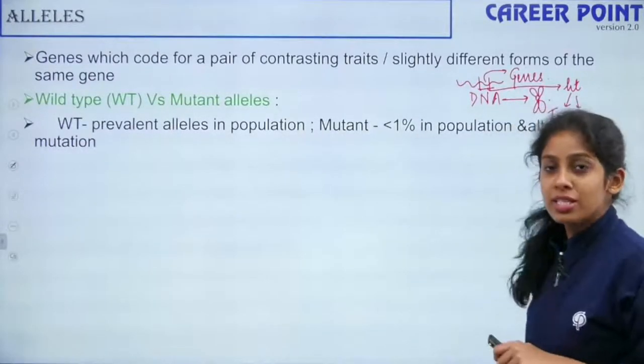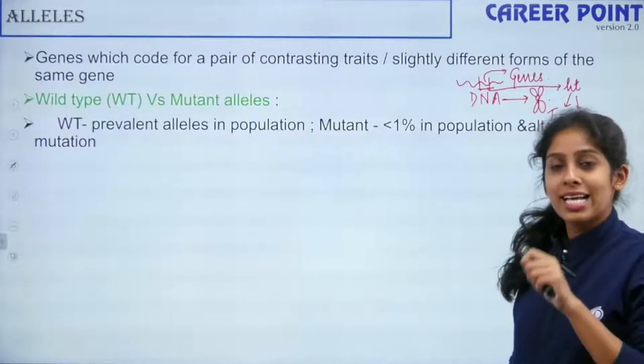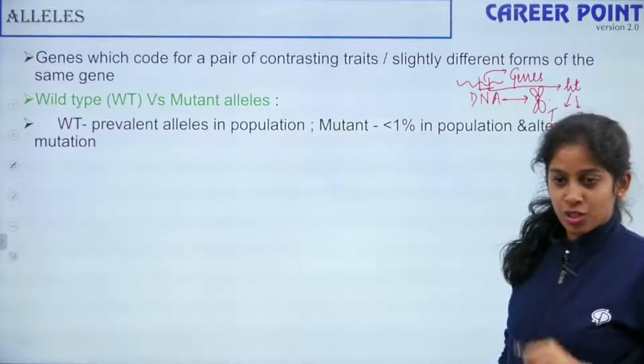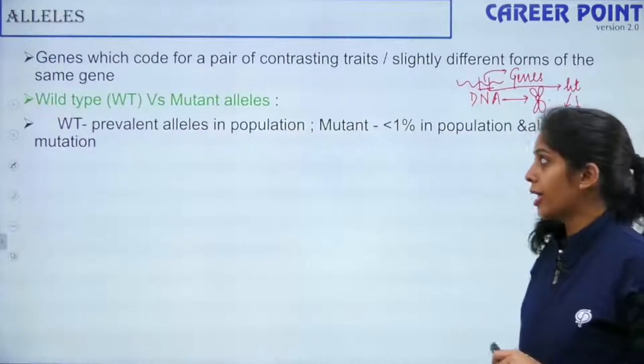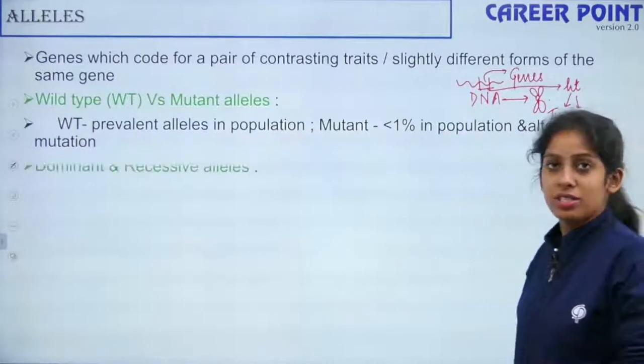So in a mutant, mutant means which is present in less than 1% in the population, which is very, very minimal, okay? So wild type and mutant allele.